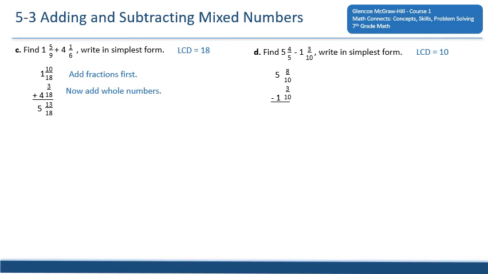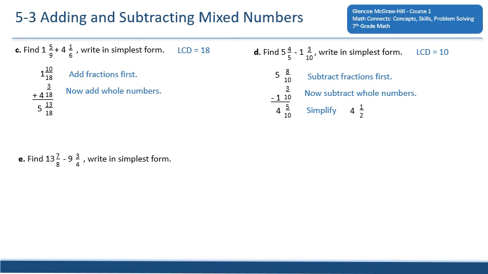So we have 5 and 8/10 minus 1 and 3/10. Now that we have like denominators, all we have to do is subtract the numerators. So we have 8 minus 3 is 5 over 10. And then we will subtract the whole numbers. 5 minus 1 is 4. And we have a common factor of 5 in our fraction of 5/10. So we will simplify that to 4 and 1/2.